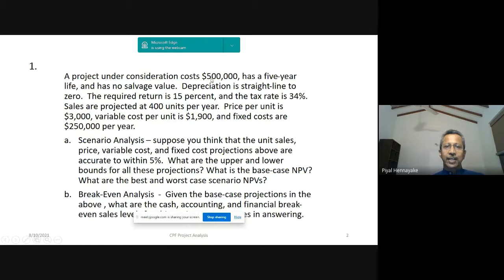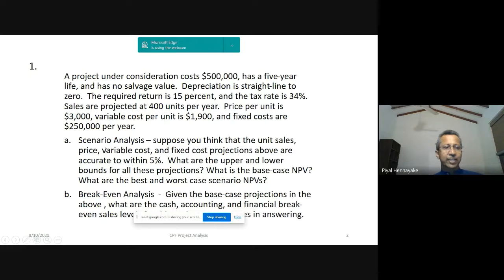A project under consideration costs 500,000, has a 5-year life and has no salvage value. That is 100,000 is the depreciation, because depreciation is straight line to 0. The required return is 15% and the tax rate is 34%. Sales are projected at 400 units per year. Price per unit is 3,000. Variable cost per unit is 1,900 and fixed costs are 250,000 per year.